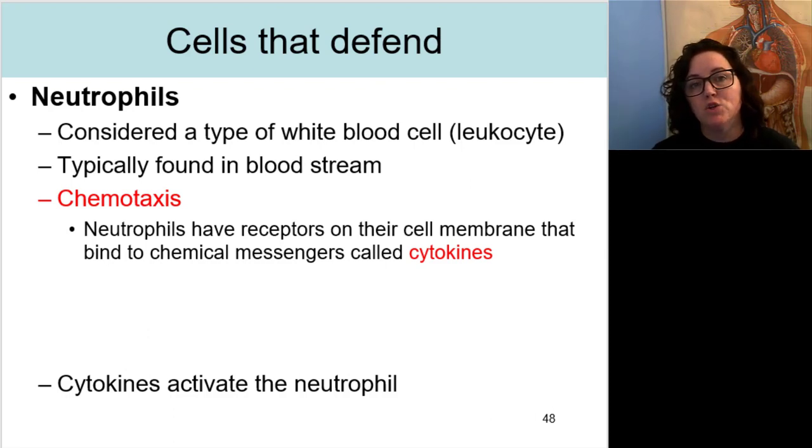Neutrophils migrate towards high concentrations of cytokines, and this is called chemotaxis. So chemical movement, that's what chemotaxis means. So the chemicals are causing the neutrophil to move towards where the chemicals are being released. The cytokines also serve to activate neutrophils. Neutrophils will work without the cytokines, but basically cytokines are going to cause any type of defensive cell to kind of work a little bit better.